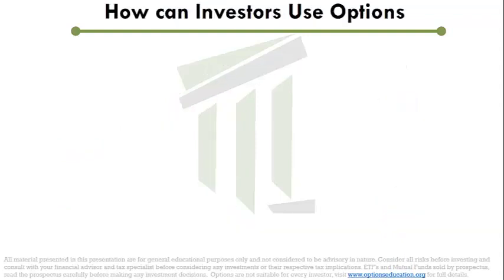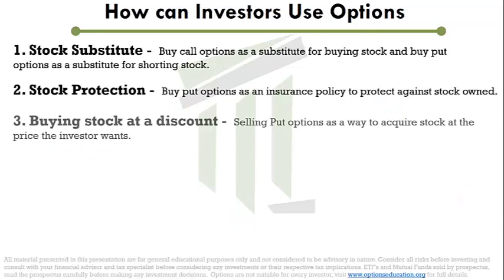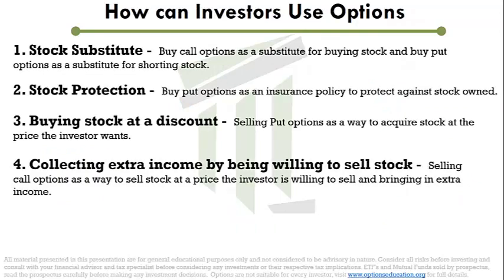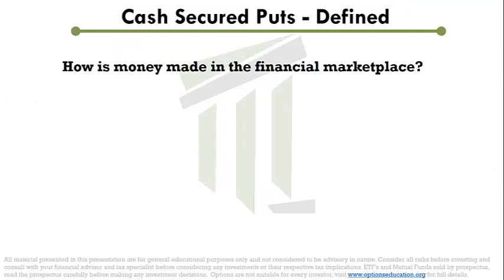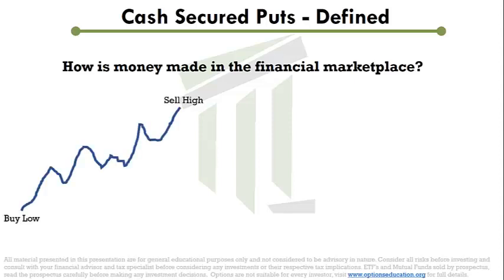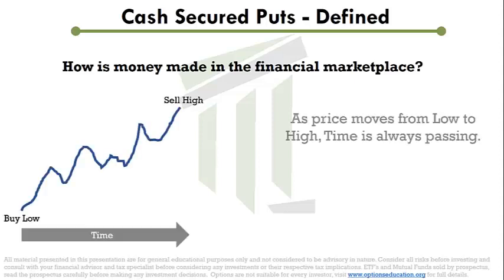So let's talk about a way that an investor can utilize options, and specifically we're talking today about buying stock at a discount, selling put options as a way to acquire stock at the price the investor wants. So let's think about how money is really made in the financial marketplace. We're going to make it really, really overly simplified here. We buy low and we sell high over a given period of time.